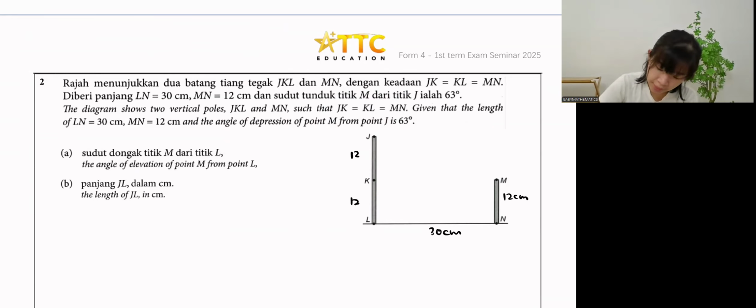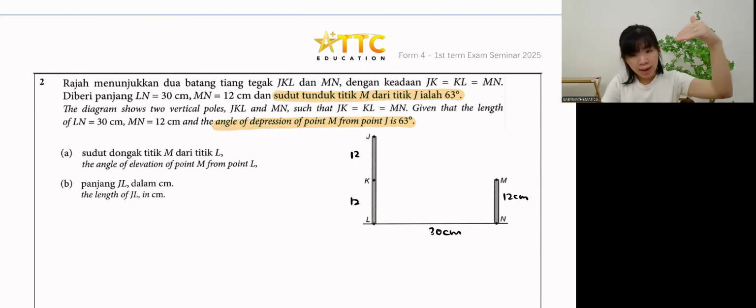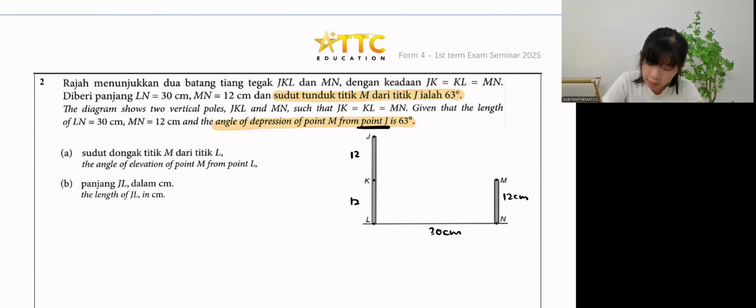Okay, now this is important. Angle of depression of M from J is 63. Sudut tunduk titik M dari J ialah 63. How to draw this angle? Angle of depression is the angle from where? Depression means the angle that you look down. Okay, but from where? From J. From J, look at M.